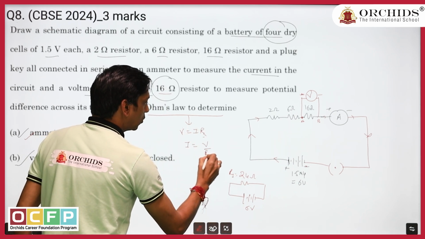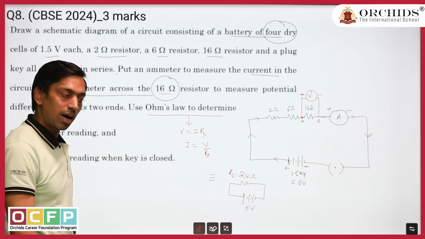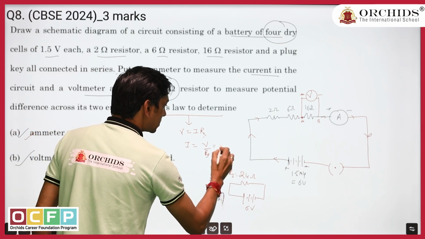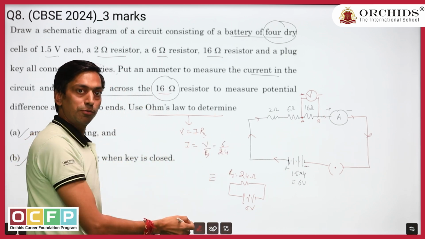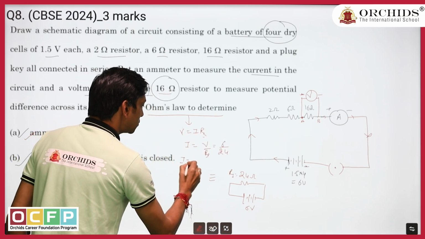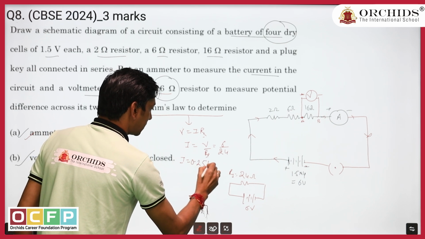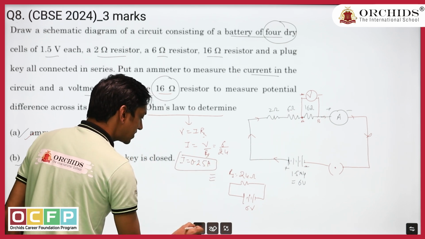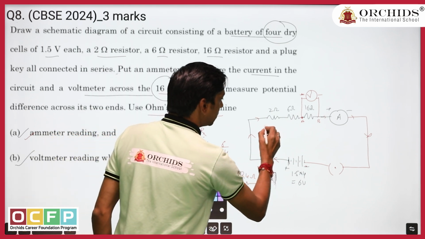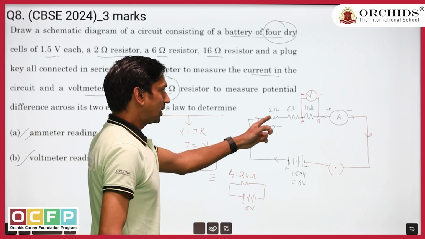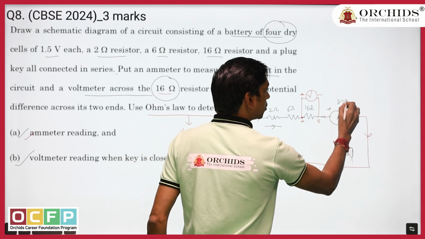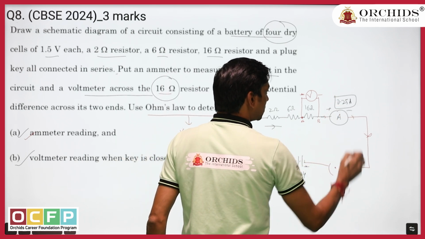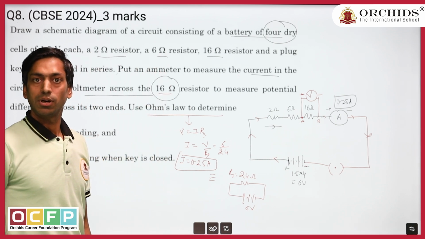So overall current will be equal to overall voltage divided by overall resistance of the circuit, that is V upon RS. V is given as 6, divided by RS, which is 24. So when you solve, you will get 1 by 4, which means I is equal to 0.25 ampere. What does it mean? It means that 0.25 ampere will flow through each resistor, and the same current will be recorded by the ammeter, that is 0.25 ampere. So this is the reading of the ammeter.